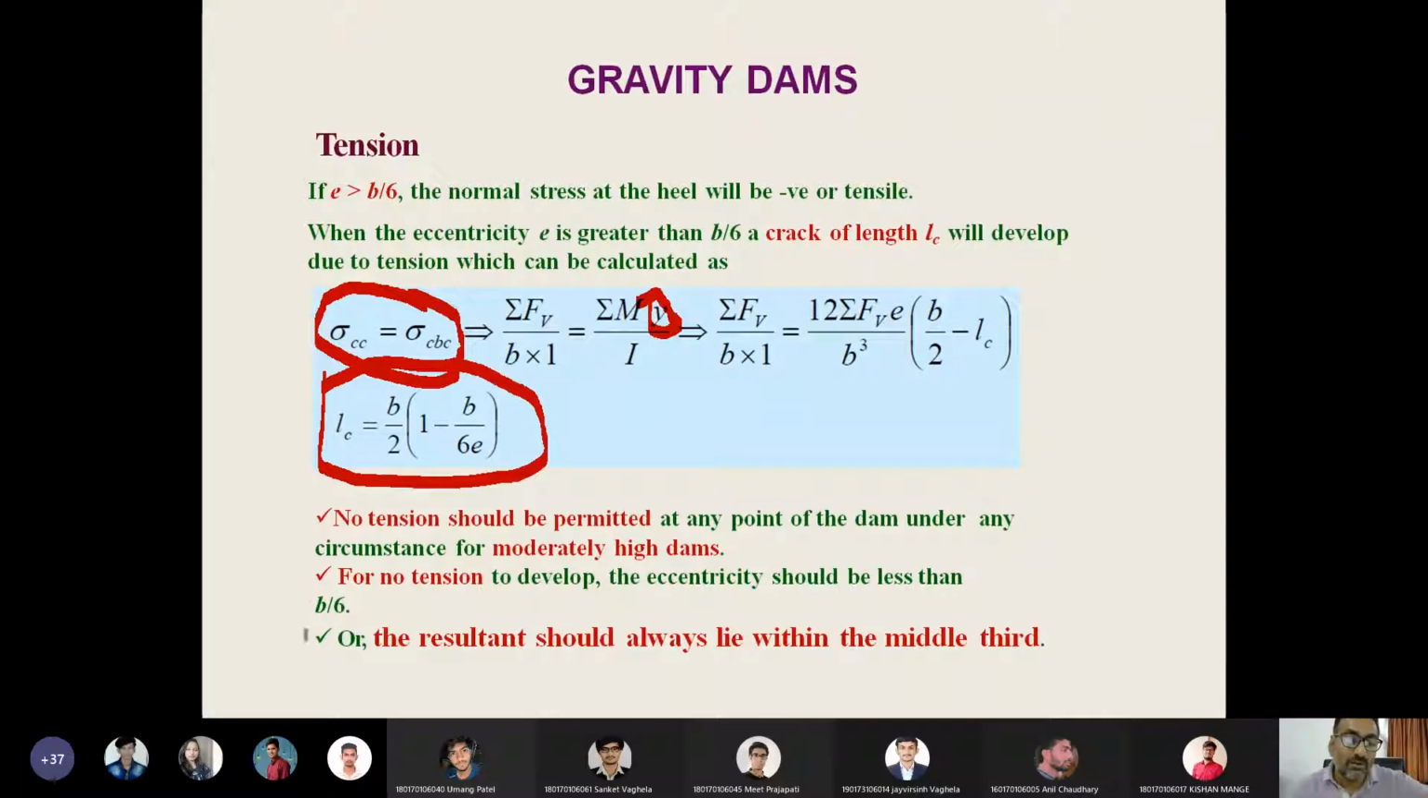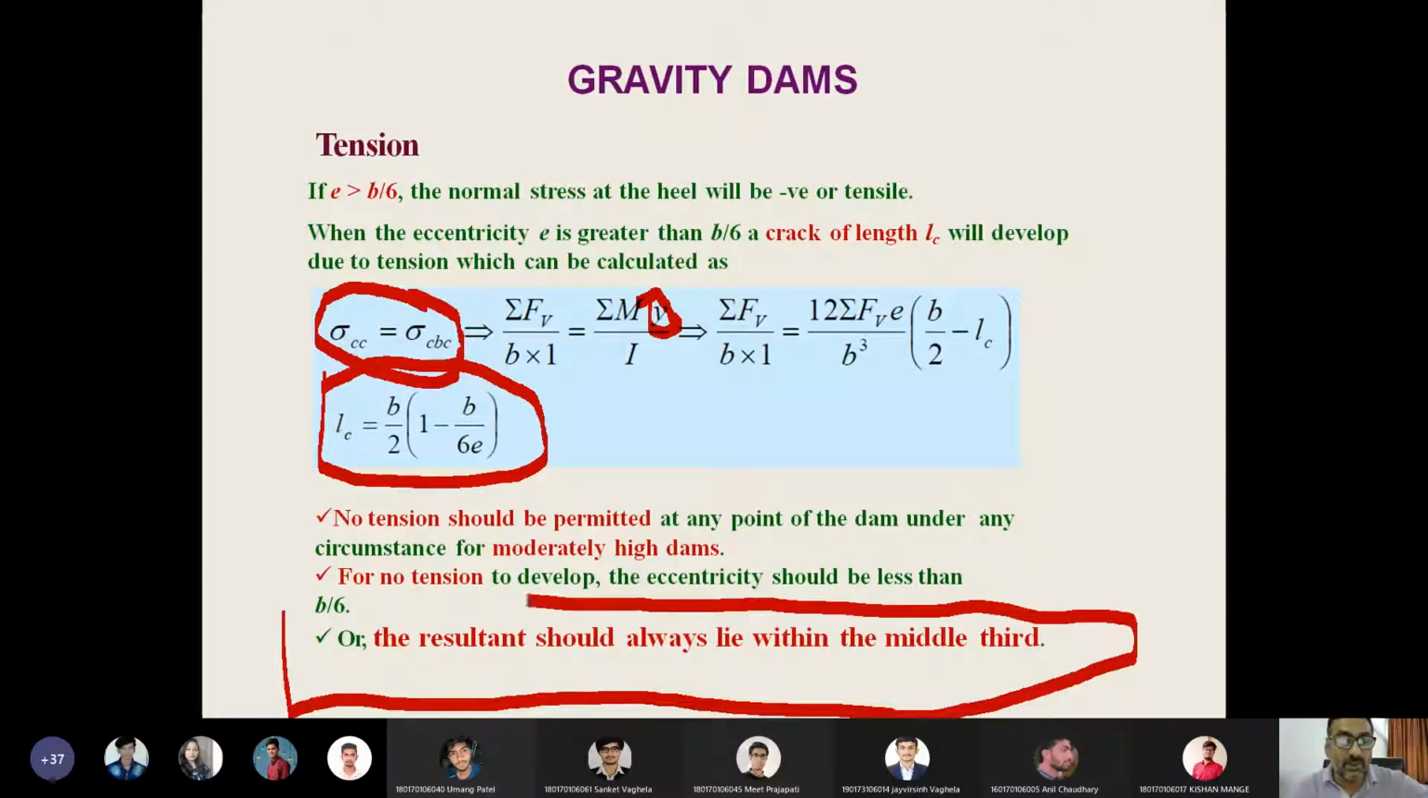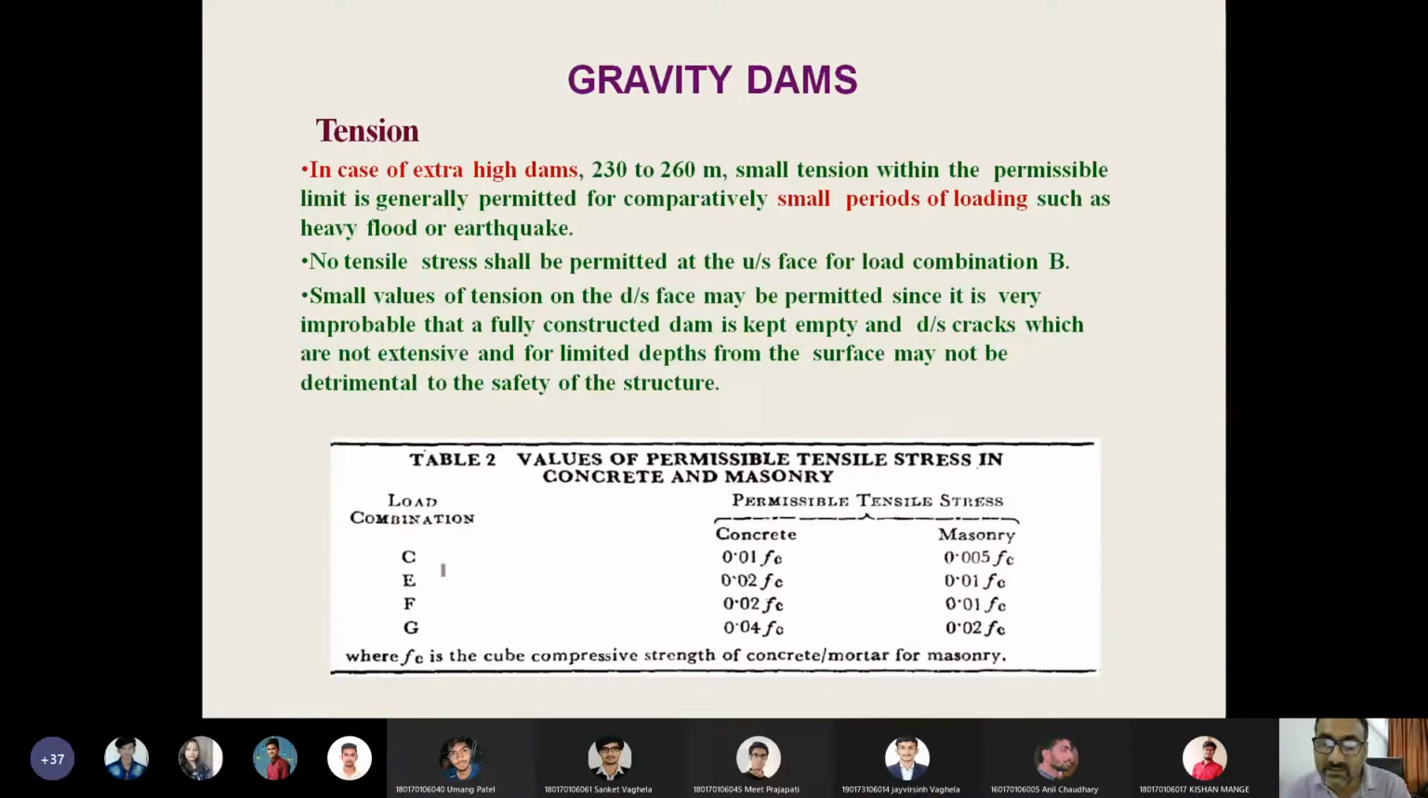So this is the golden rule of design of a gravity dam. This is called the golden rule: the resultant of all forces, horizontal and vertical, should lie within the middle third of the base. If we could maintain that condition, then our design can be considered safe.